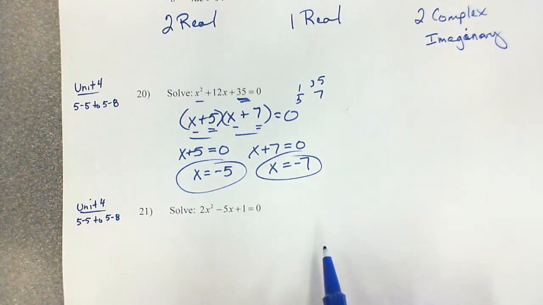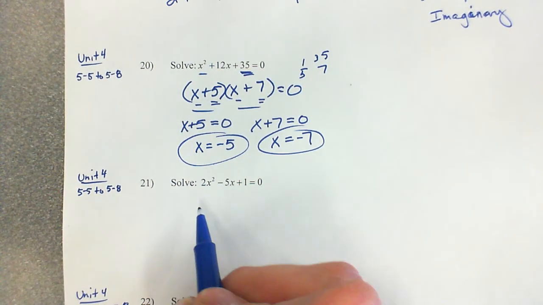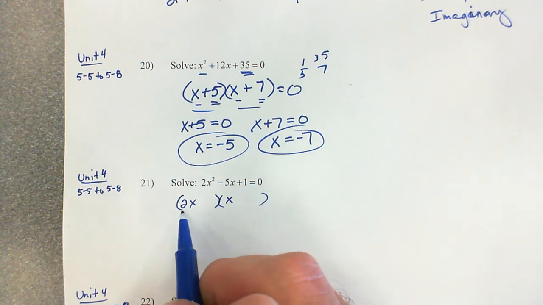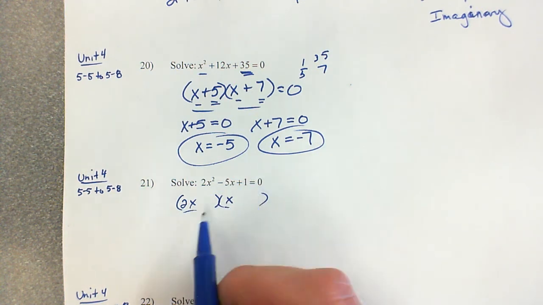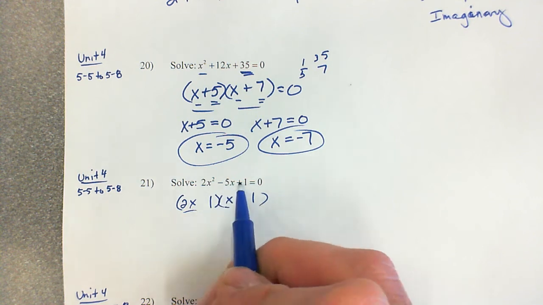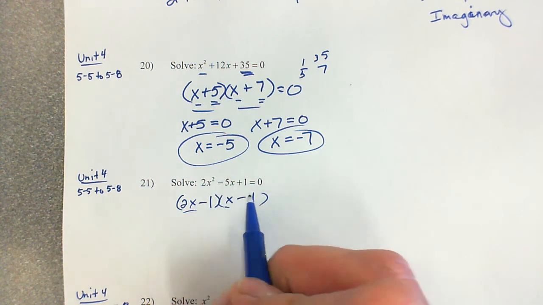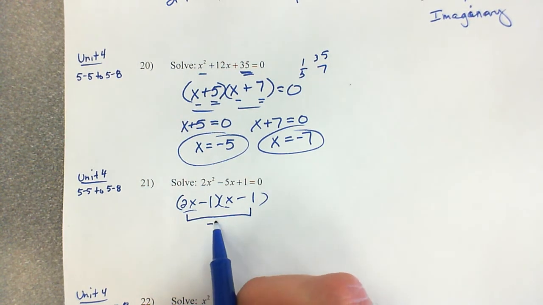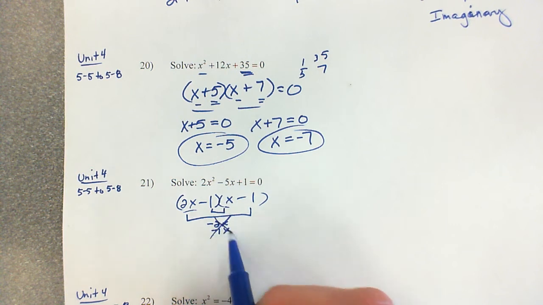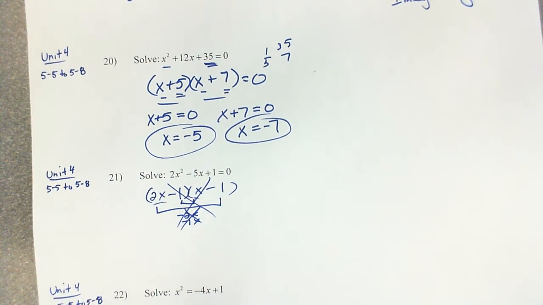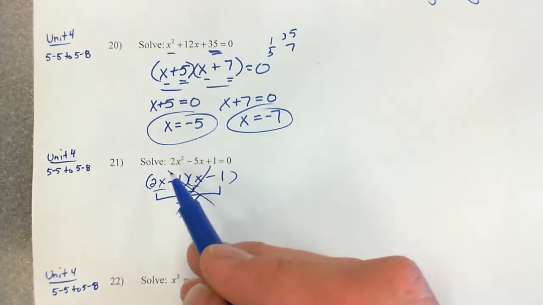Now on this one, if we try to solve by factoring, we would have to have a 2x and an x. Factors of 1 would have to be 1 and 1. Signs, in order to get a positive but a negative in the middle, they'd have to both be negative. So that would have to be your factors. But if we check our outers, you get negative 2x. If you check your inners, you get negative 1x, which does not get you negative 5x. So this doesn't factor.